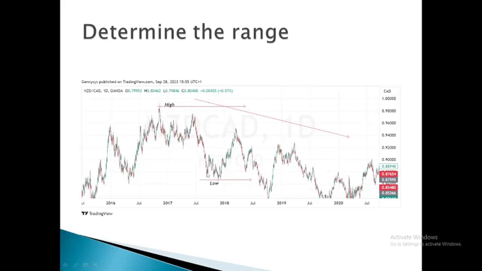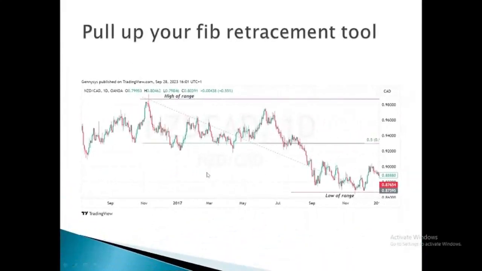Once that is determined, you pull up your Fibonacci retracement tool. We'll talk about that when we're talking about navigating TradingView. You pull out your Fibonacci retracement tool and set it to determine where the 50% of the move is, and then you pull the fib from the high to the low of the range.